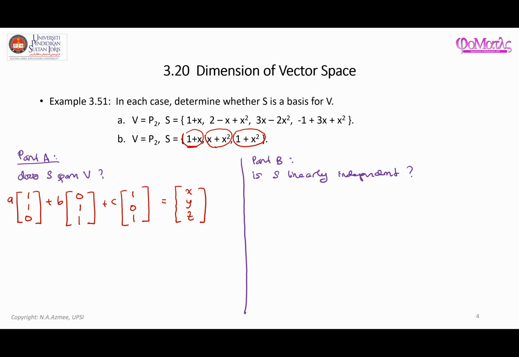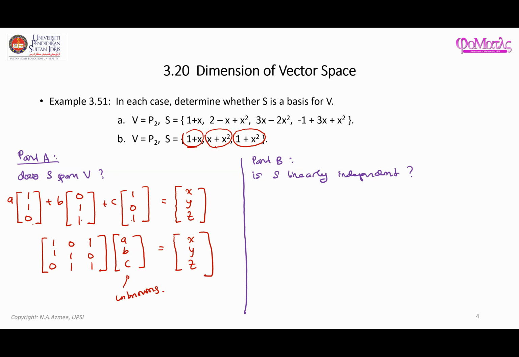Next, we can represent the whole thing here as a combination of these three vectors in one matrix. So we have 1, 1, 0, 0, 1, 1, 1, 0, 1. And right here are all the unknowns, A, B, and C, that you need to find. And this is X, Y, and Z. This is the first equation. So that is the starting point to show that S spans V, okay?